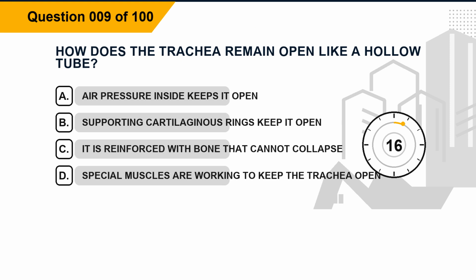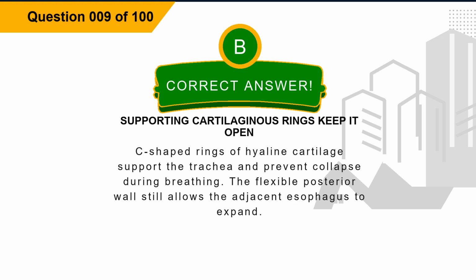Question 9. How does the trachea remain open like a hollow tube? Option A. Air pressure inside keeps it open. Option B. Supporting cartilaginous rings keep it open. Option C. It is reinforced with bone that cannot collapse. Option D. Special muscles are working to keep the trachea open. The correct answer is option B. Supporting cartilaginous rings keep it open. Explanation. C-shaped rings of hyaline cartilage support the trachea and prevent collapse during breathing. The flexible posterior wall still allows the adjacent esophagus to expand.